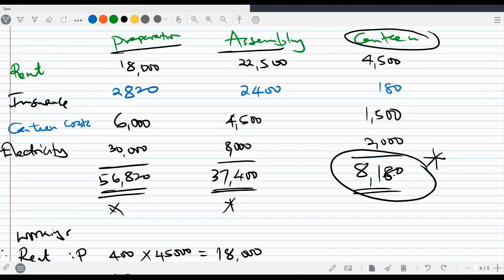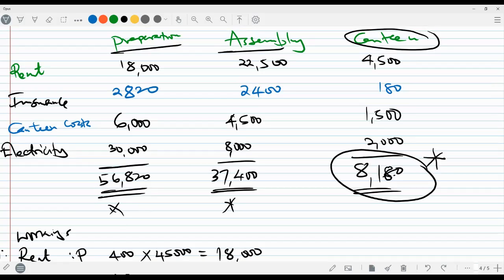Don't forget, for rent, we allocate based on the floor area. For the insurance, we allocate based on the machine value. For the canteen, we allocate the cost based on the number of employees, because the canteen is there to serve the employees. So you allocate the cost based on the number of employees in each department. The cost of electricity is based on the power consumption, which is given in the question. So rent is floor area, insurance is machine value, canteen is number of employees, and electricity is power consumption. You can see there.